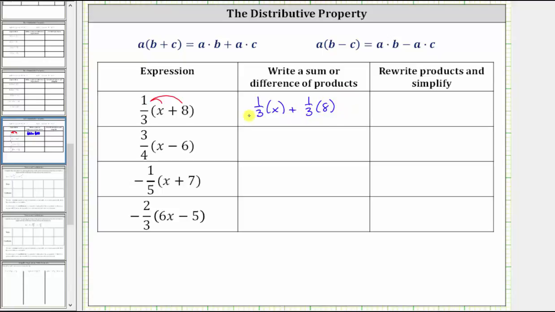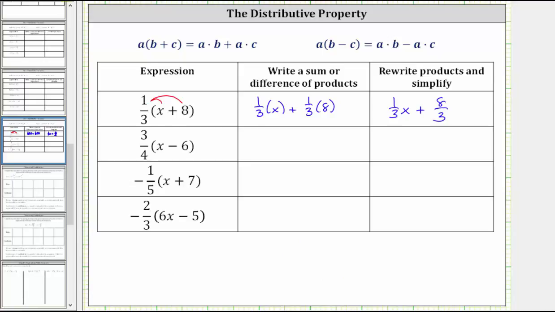And now we determine the products. 1/3 times x is 1/3 x, and then plus 1/3 times 8. If we need to show some work, we can write that out down here. We have 1/3 times 8, or 1/3 times 8 over 1. Nothing simplifies, and therefore we multiply the numerators and denominators, which gives us 8/3, and therefore the simplified expression is 1/3 x plus 8/3.